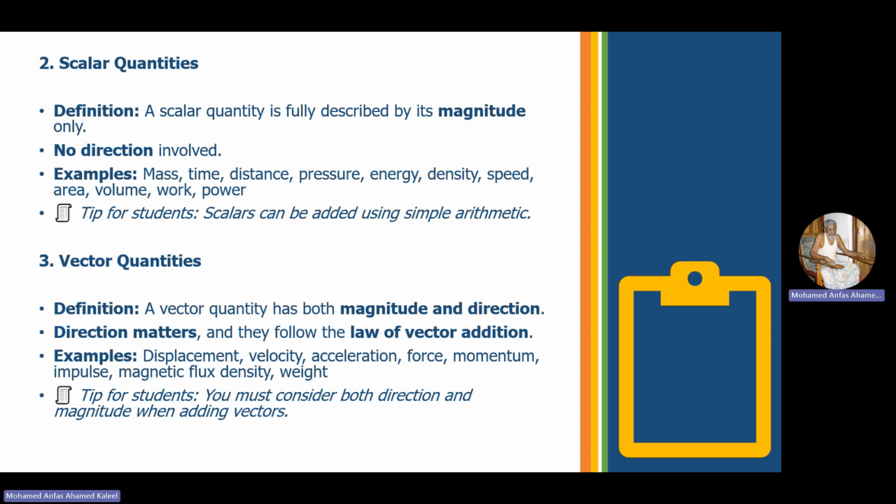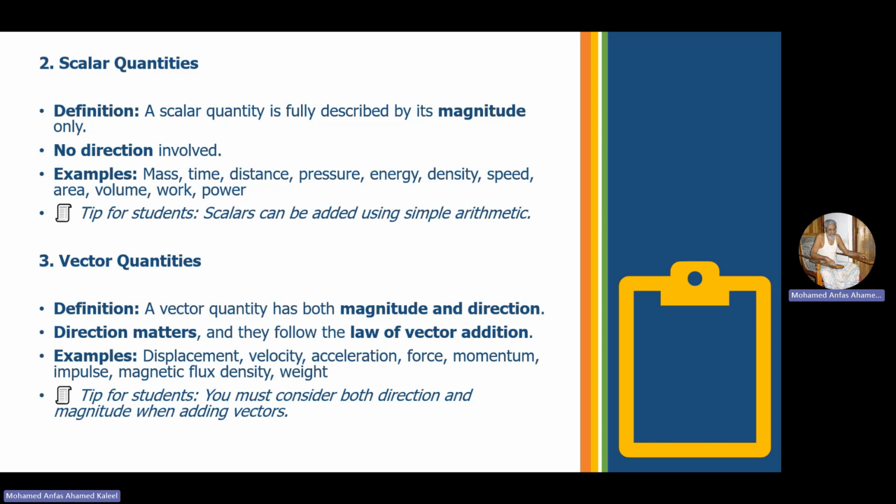The definition says a scalar quantity is fully described by its magnitude only. It has only the magnitude, so there are no directions involved. For example, if you take the mass of a thing, it doesn't have direction. It has only the magnitude.